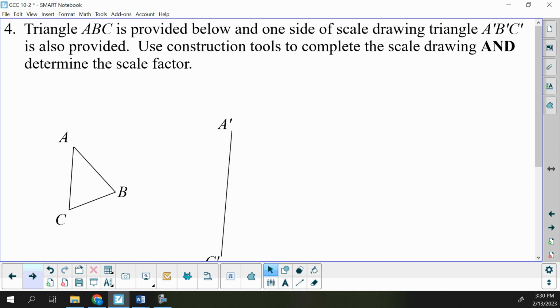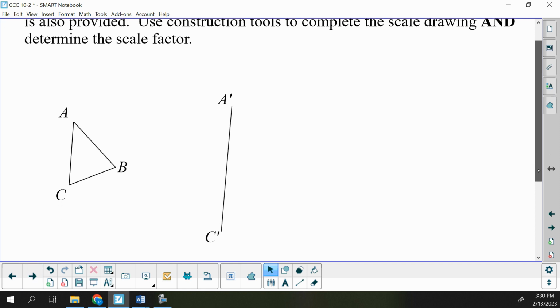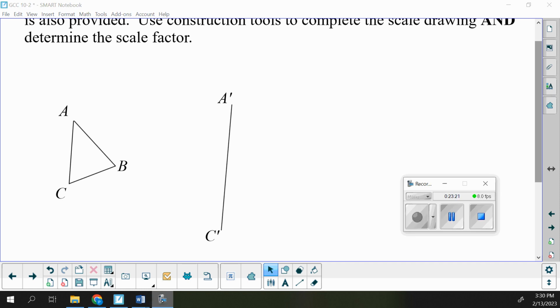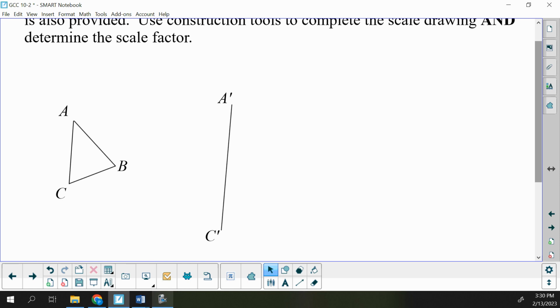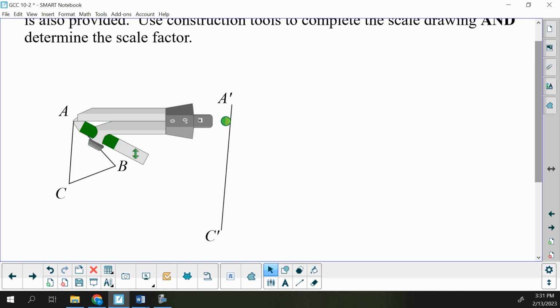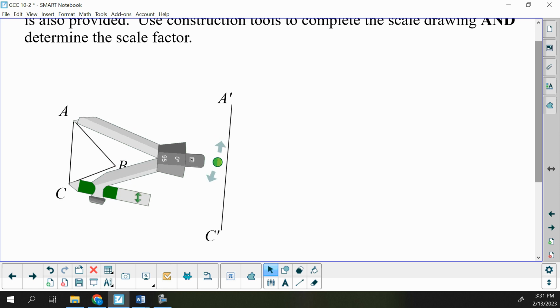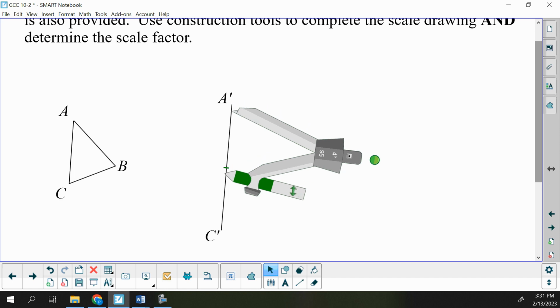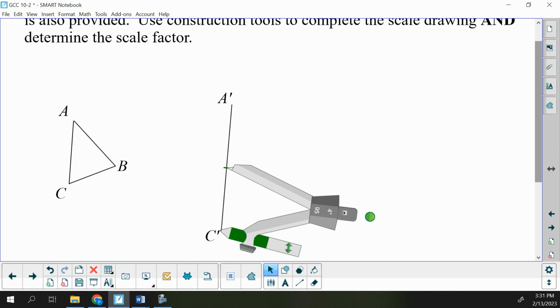Going over to page 14, they give us ABC, the original, and they give us A prime, C prime. And they want us to first figure out our scale factor and then use it to complete the rest of the figure. So what we're going to do is put our point on A, pencil on C for our compass. And we're going to see how many of these fit. So there's 1, there's 2. So it looks like our scale factor is 2.